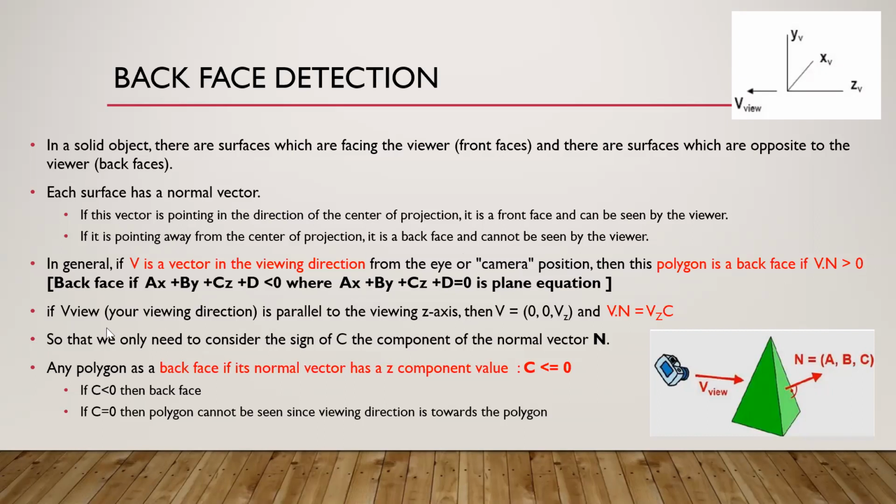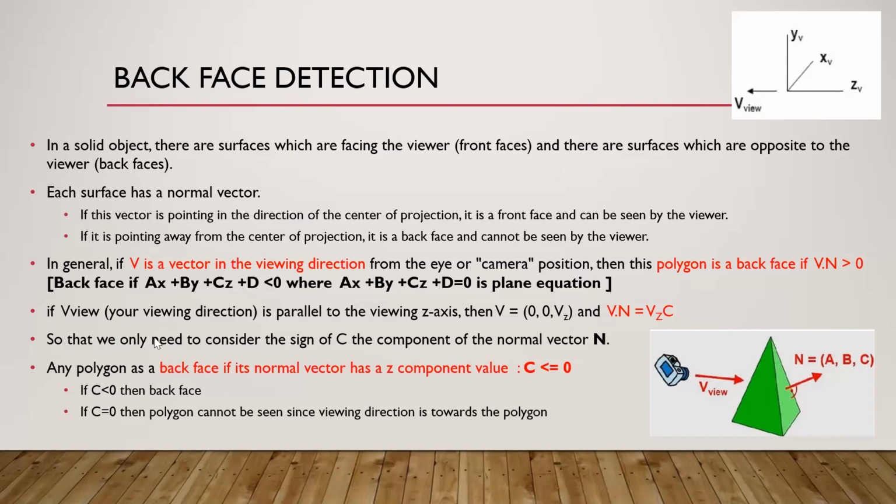Okay. If the view vector is parallel to the z-axis, as you can see in the image on the right top, then you can take the coordinates of the viewing vector V as (0, 0, Vz). That means the x and y coordinates are 0, and since it's parallel to the viewing direction, the z value is equal to Vz. In that way, we get the dot product V·N equal to Vz·C, where C is nothing but the constant you find in the plane equation.